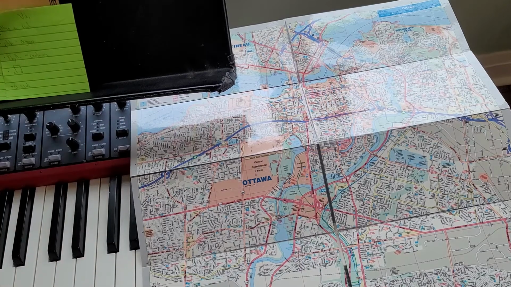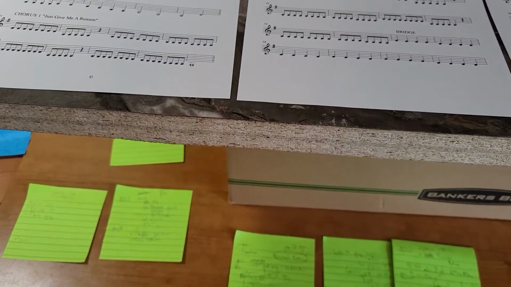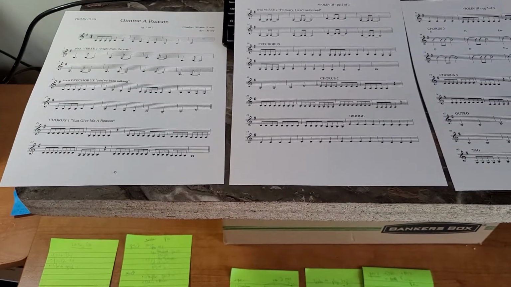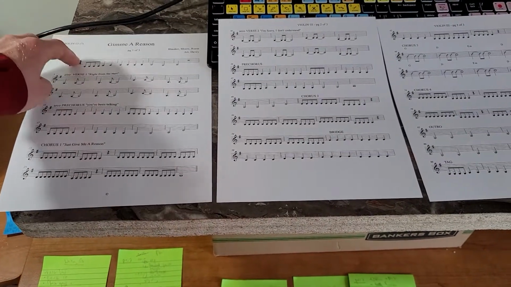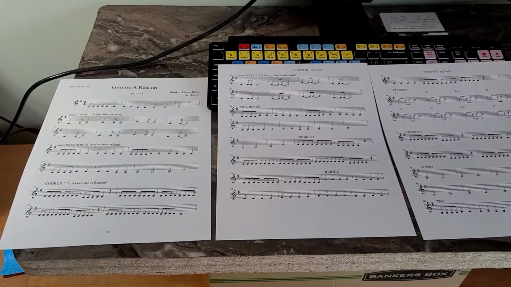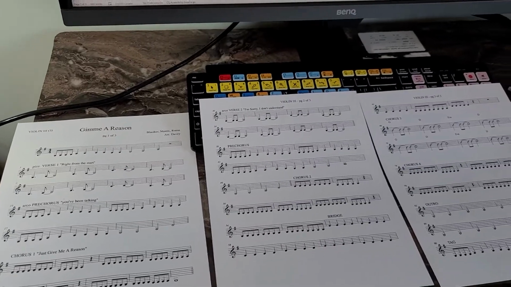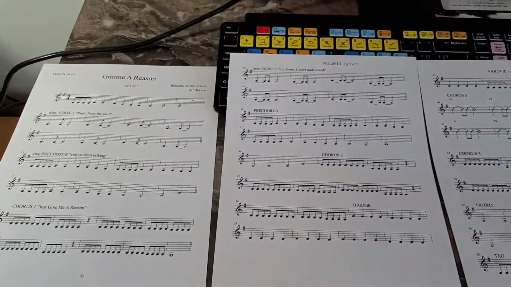So that's the metaphor or simile I'm looking at here: what are some of the things that we need to know about this roadmap to get us successfully from this destination to that destination? Okay, so the first thing I'm going to talk about is understanding that this roadmap is divided into sections.